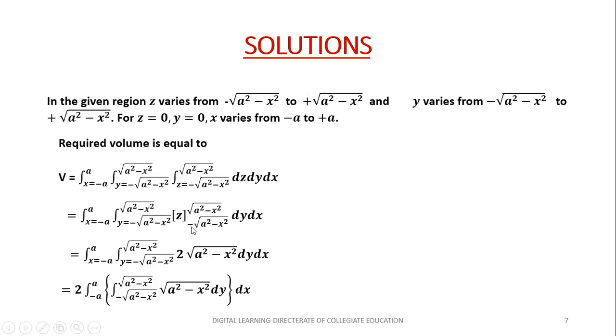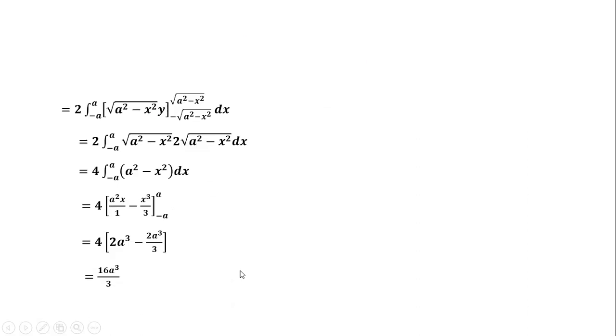Since the lower limit has a minus sign, by putting these values for z, we will get 2 times square root of a square minus x square dy dx. Now again integrate with respect to y. Here 2 is a constant, take it outside. The integration of dy is y. So it is equal to square root of a square minus x square into y.